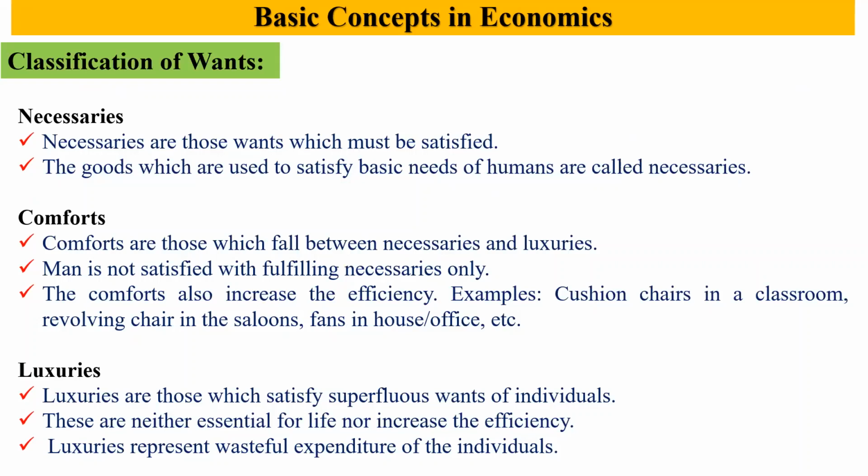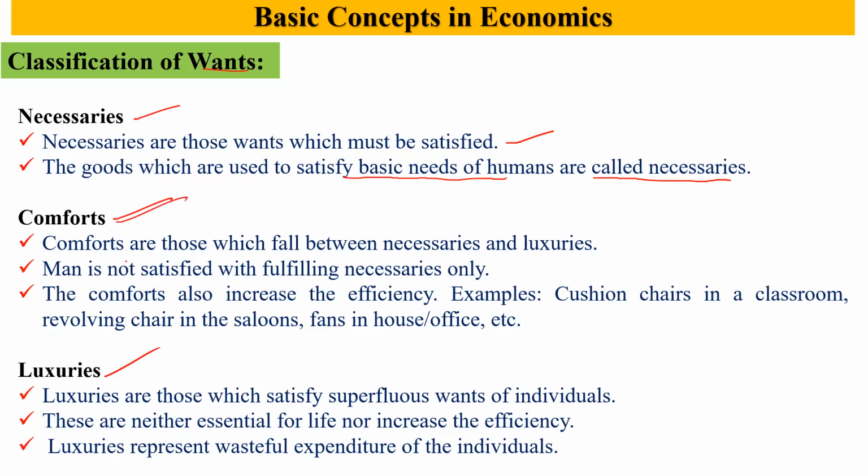Then we'll see the classification of wants. Basically, wants are classified as necessaries, comforts, and luxuries. Necessaries are those wants which must be satisfied. That is, for human life, they are compulsory, they need to be satisfied. So these are the goods which are used to satisfy the basic needs of humans. These are called necessaries.